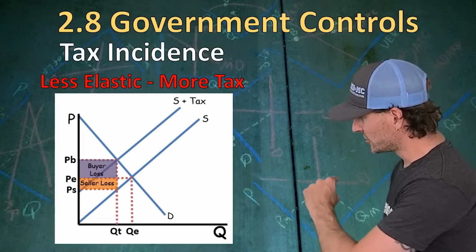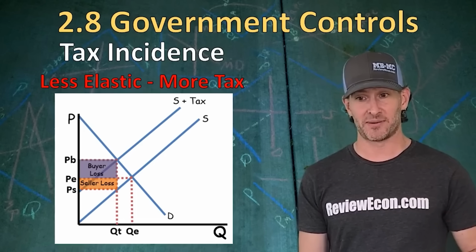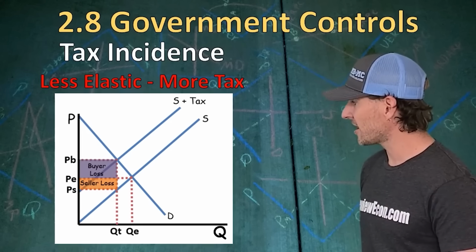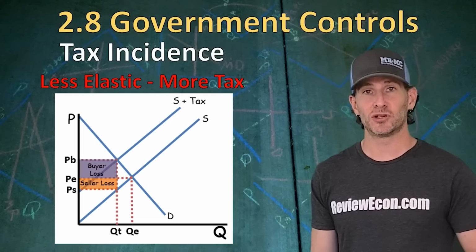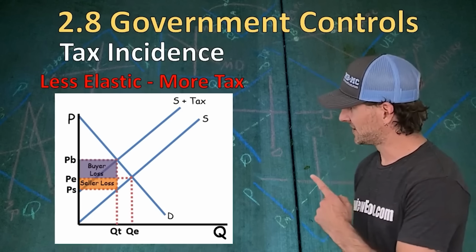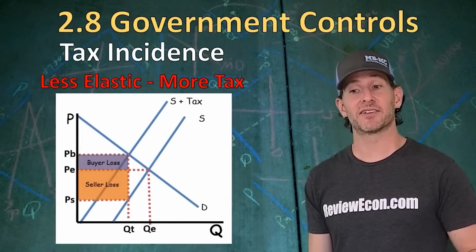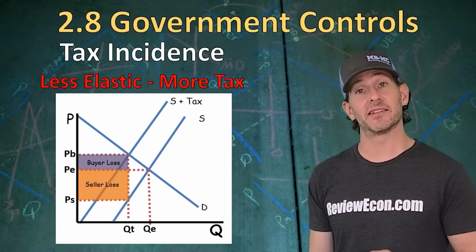How do you figure it out? You divide the tax revenue box from the old equilibrium. The top portion is the buyer's loss and the bottom portion is the seller's loss. That tells you who is paying a bigger portion of this tax. If we have the supply curve that is the less elastic of the two, then the sellers will have a bigger tax incidence than the buyers.